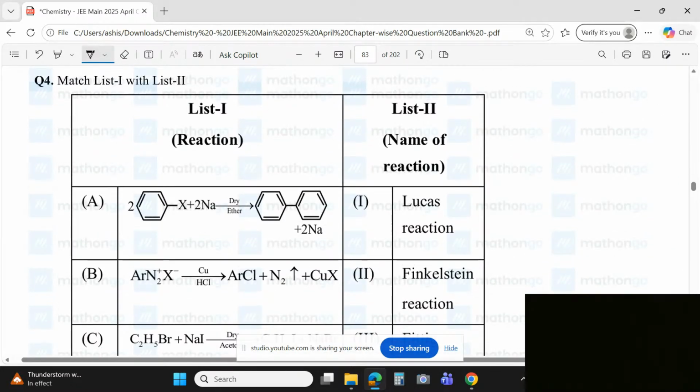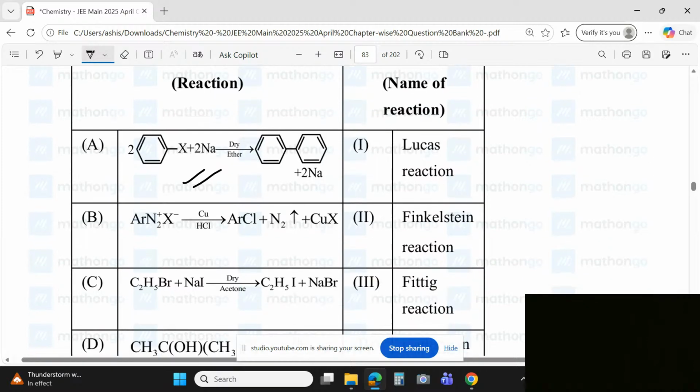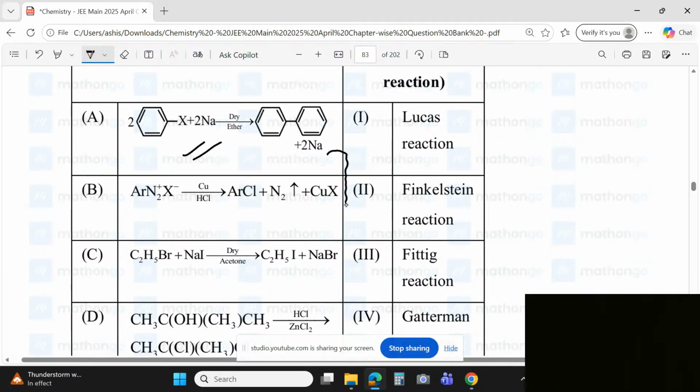Next, the question is match the column. The first reaction is Fittig reaction, so A is joined with 3. And the second reaction is the Gattermann reaction. When we are using copper powder with HCl, then benzene diazonium chloride gets converted into chlorobenzene. So that is the example of the Gattermann reaction. So B will be fourth and A will be third.